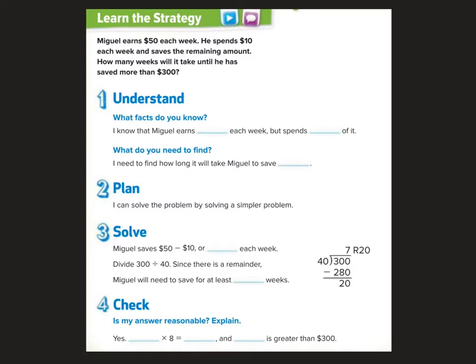So the first question we always ask ourselves whenever we get a problem-solving question is, what facts do I know? What part of this do I need to know in order to be able to solve the question? So I know that Miguel earns $50 each week, but he spends $10 of it. I would also say we need to know that he saves the remaining amount.